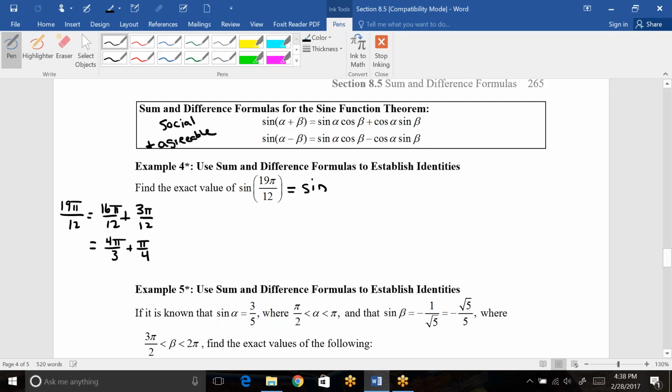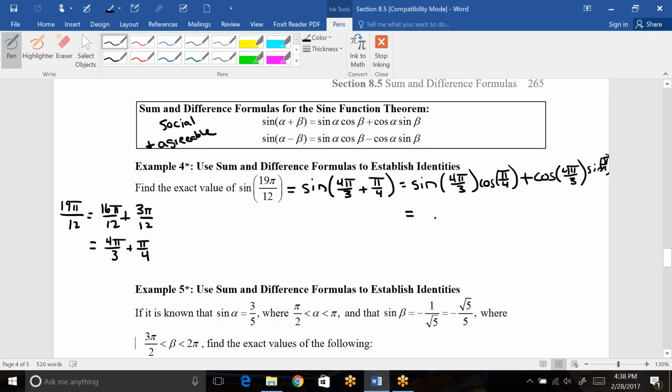So this should work. This will be sine of 4 pi over 3 plus pi over 4 equals, and our formula says we intermingle our sines and cosines, so sine of 4 pi over 3 times cosine of pi over 4. We're agreeable about our sine, and then we start with cosine the next time because you're going to use the alpha again. So cosine of 4 pi over 3 and sine of pi over 4.